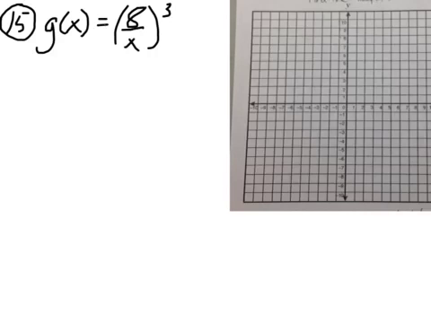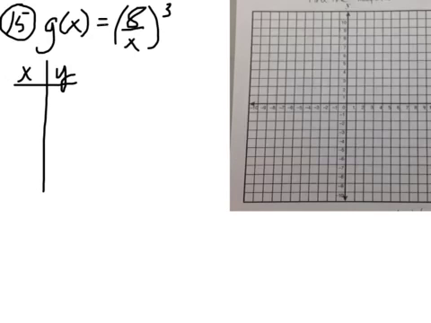Okay, I don't know anything about this function. I don't know how to graph it, so what am I going to do? I'm going to make a table of values, and this is probably going to be really hard to get a good graph of, because the bigger that x gets, the closer this is going to get to 0. So let's think about what values to choose.